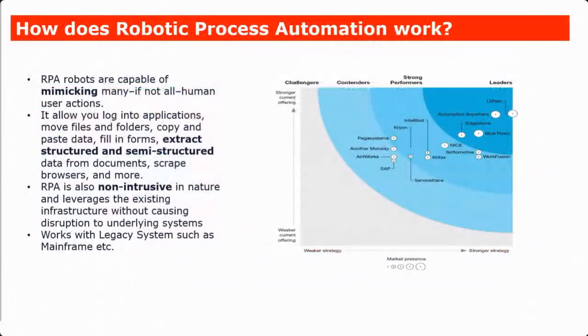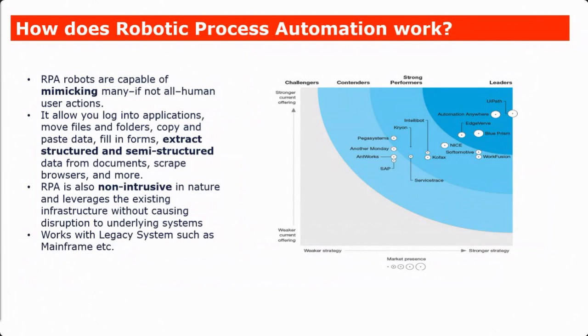Now, if you look at this quadrant, I'm trying to give a sample example here to help you understand who the different industry leaders in the market are and who are the top among them. If you look at the quadrant, you'll see at the top right UiPath, Automation Anywhere, Blue Prism, and then we have WorkFusion, SoftMotive, Kofax and IntelliBot. These are a few industry-leading tools.